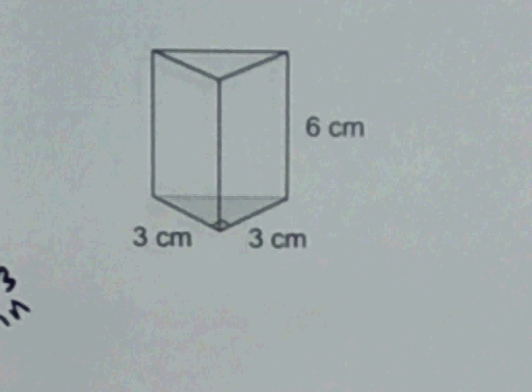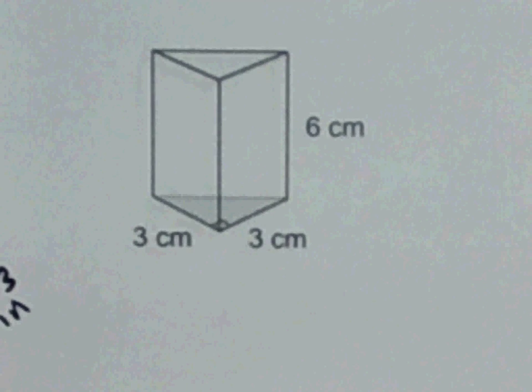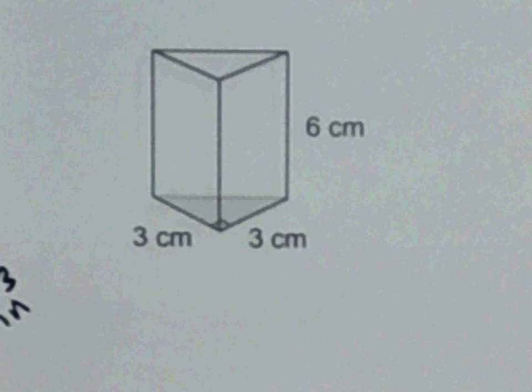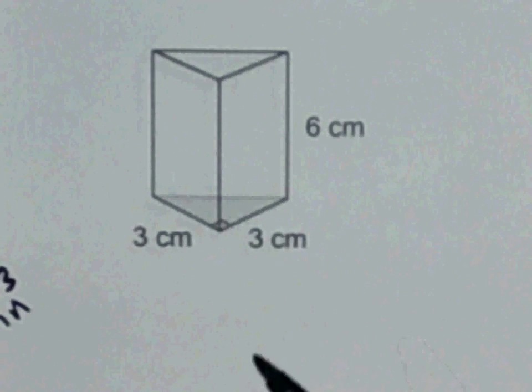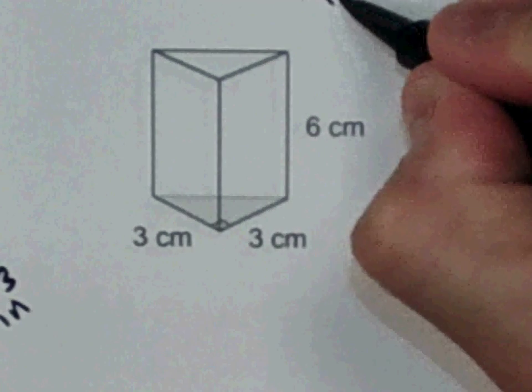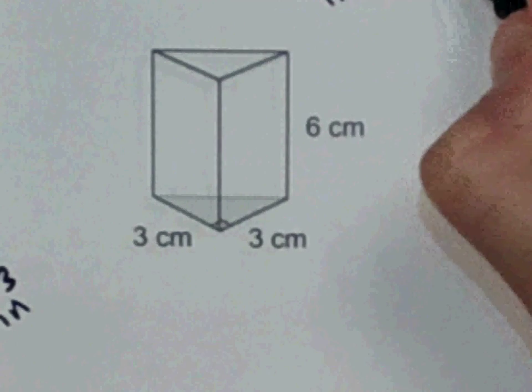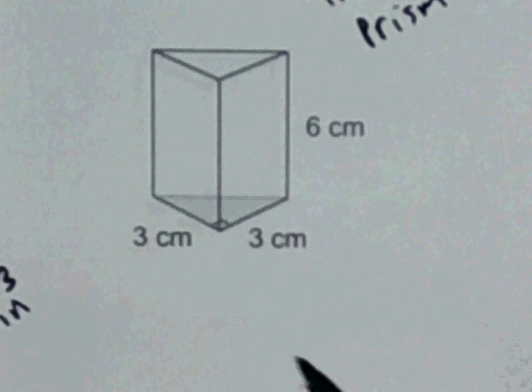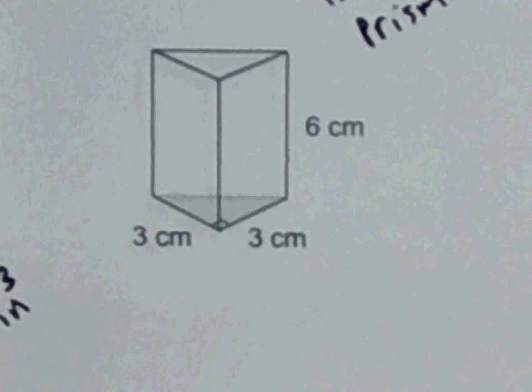Hello again, it's Mr. Wishahi, and this is a continuation from our volume tutorial. Before we talked about rectangular prisms, but now what's different is look at the base of our shape. That's a triangle. This is actually called a triangular prism. It's three-dimensional, and the bases are made up of triangles.